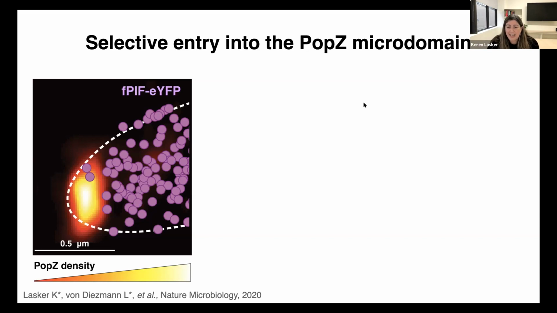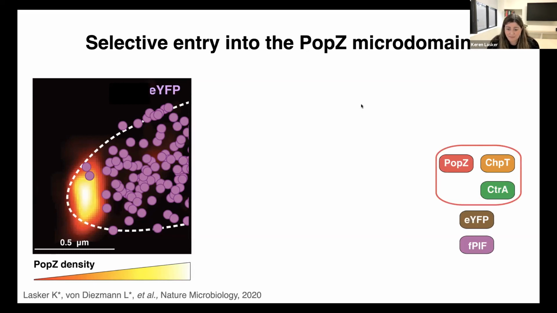Now, that actually was pretty striking. For ribosomes not to enter the microdomain, the mental model we always had in our head is that it might be that PopZ creates some sort of a mesh and large obstacles like ribosomes cannot penetrate. But here we just have a very small protein and we're still unable to enter this microdomain. But it's not that all small proteins cannot enter.